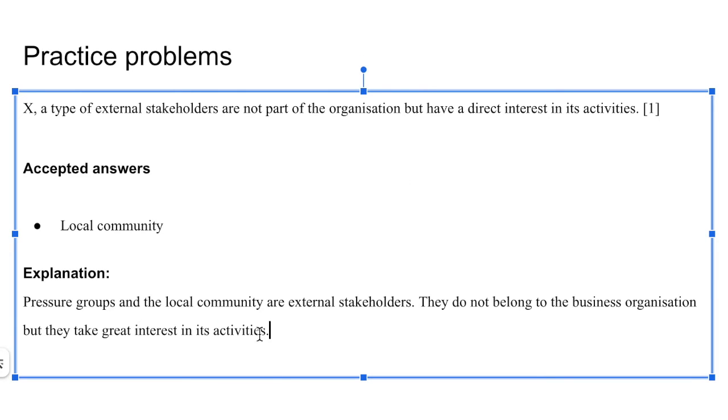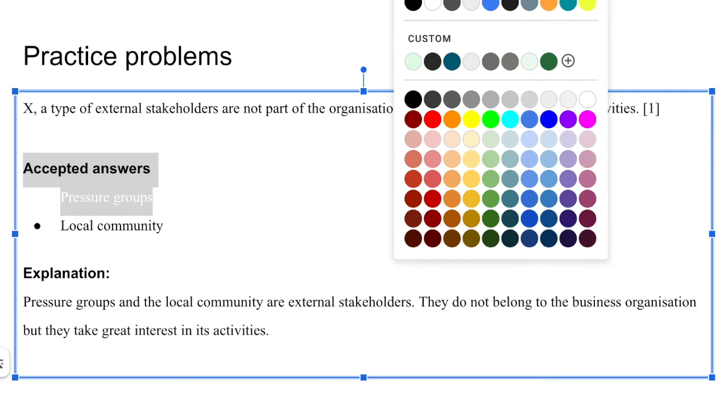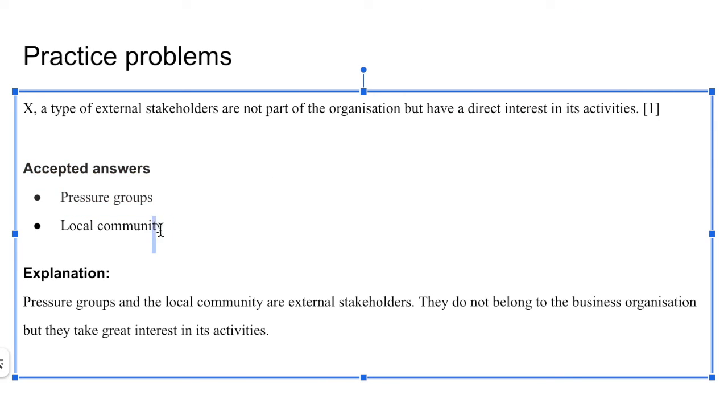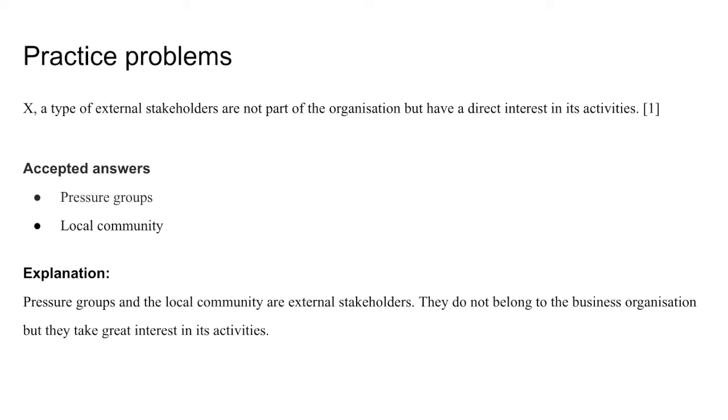So basically, this is a further description of what the definition is. The pressure groups and local communities are X. So both are allowed as answers. If you have gotten this correct, good job to you. We have one more question to go, so let's do this.